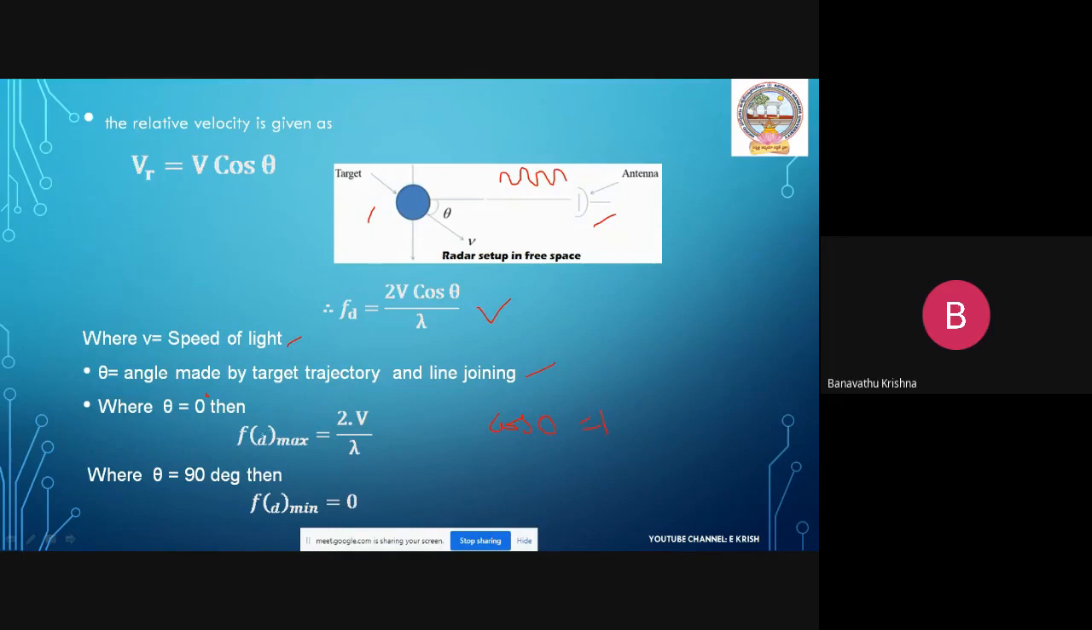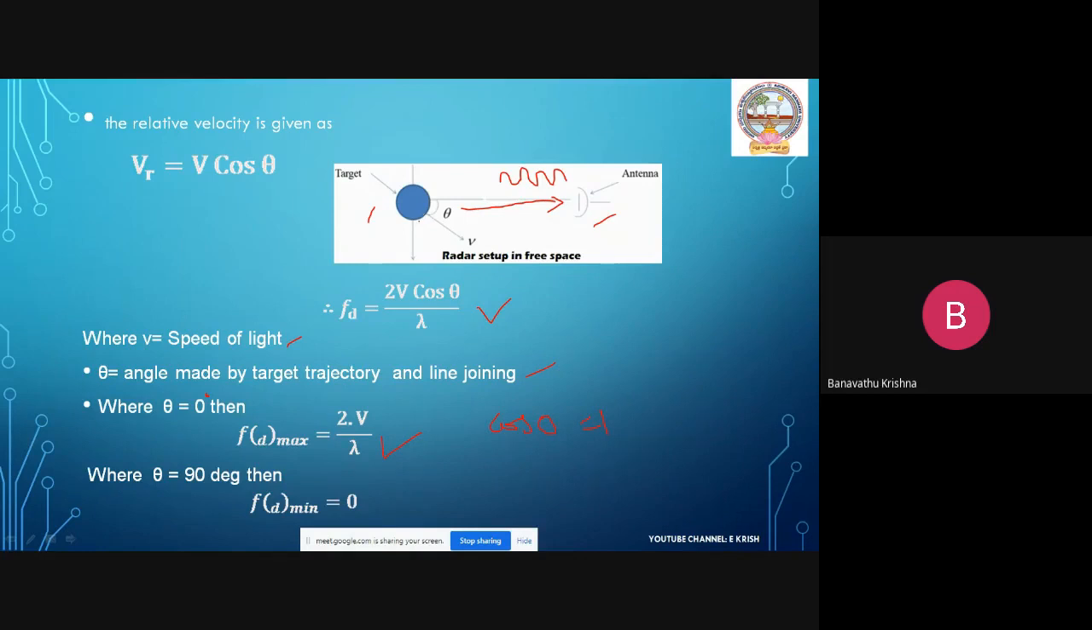So Fd is maximum, that is equal to 2V by lambda. Similarly, when the angle made by the target trajectory is 0, it means the signal is going like this to the radar receiver antenna.